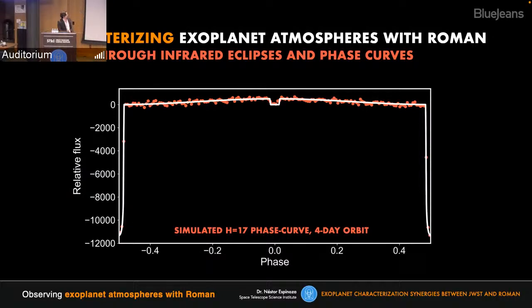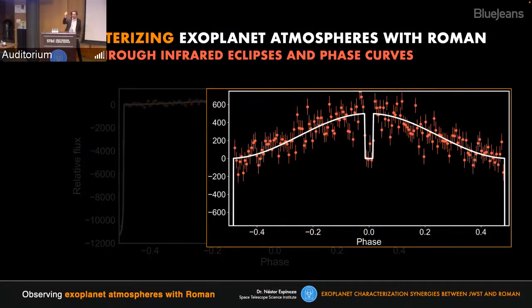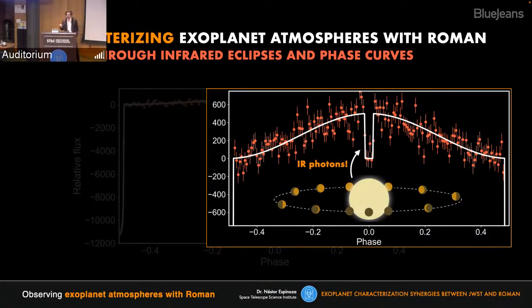Here's a simulation that we did of a phase curve for an H17 planet on a 4-day orbit. You see the transits here and the edges. I'm focusing here on the little eclipse. It seems small, but if I do a close-up, you can actually see how beautiful this looks. It's not only the blip that happens when the planet passes behind the star, which is basically you detecting these infrared photons from the planet. But the fact that the flux of the planet goes up is because you're seeing the phases of the planet. Just as we see the phases of the Moon, we can do the same with the phases of these exoplanets. And we can do this for thousands of worlds out there that Roman is going to enable us to unlock.